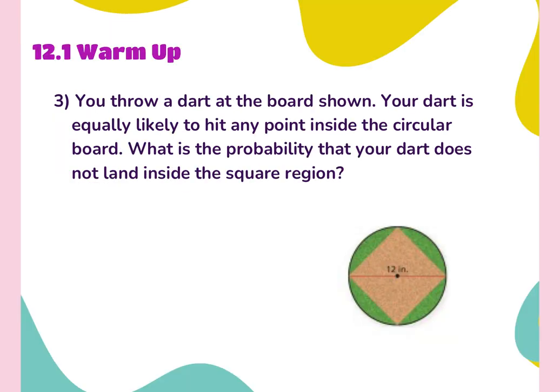And 3 says you throw a dart at the board shown. Your dart is equally likely to hit any point inside the circular board. What's the probability that your dart does not land inside the square? So we want to find the area outside the square, which is that green area. We're going to find the area of the green edge over the area of the whole thing.